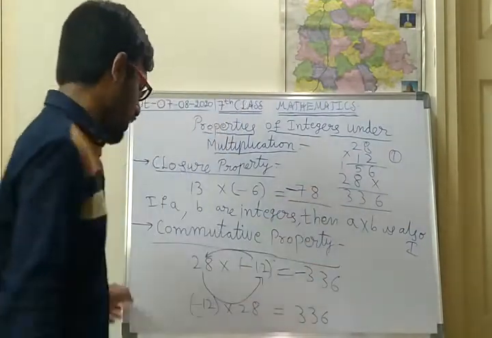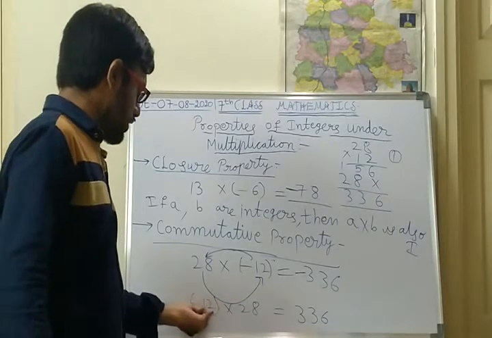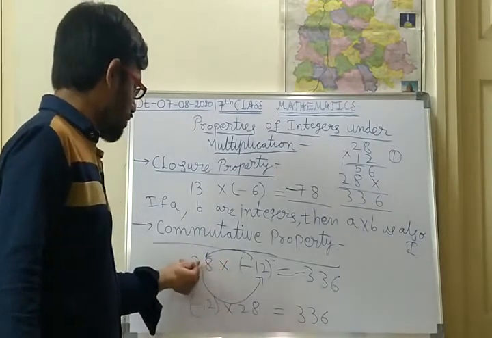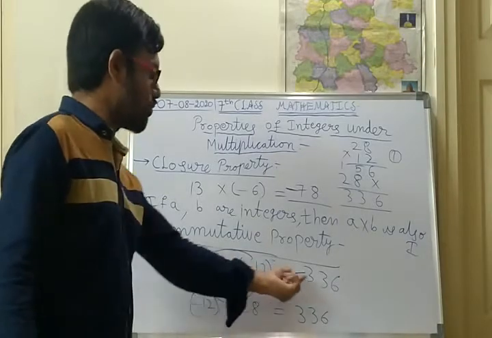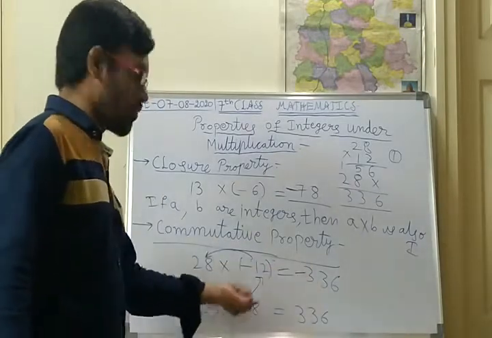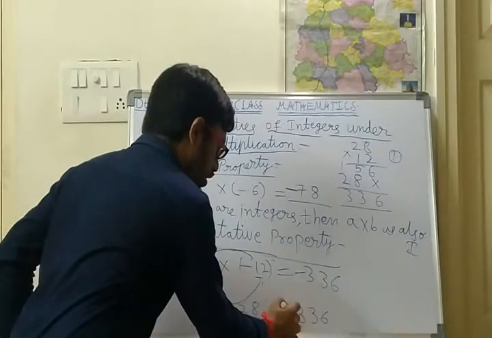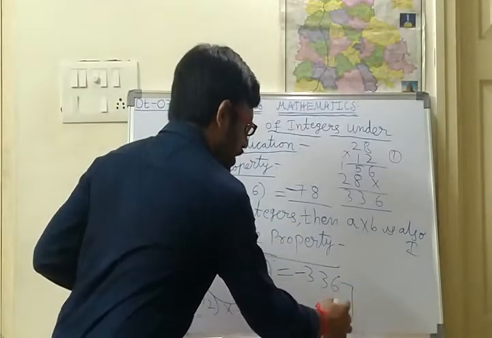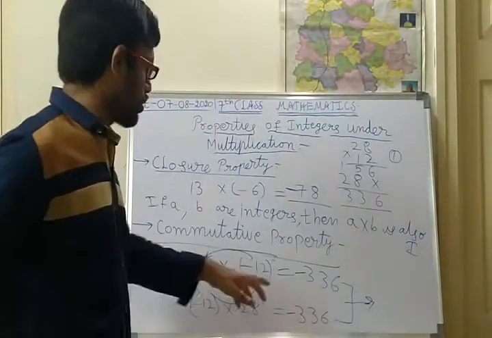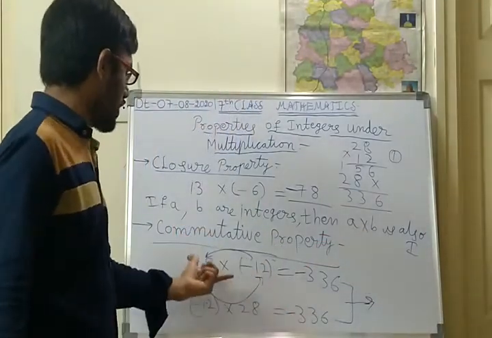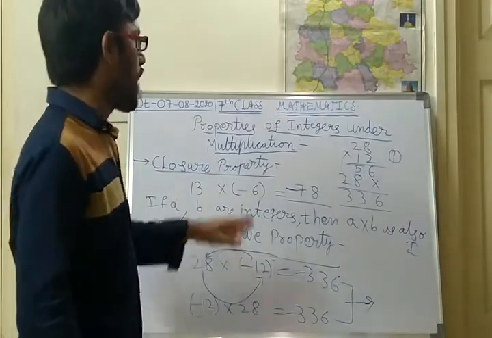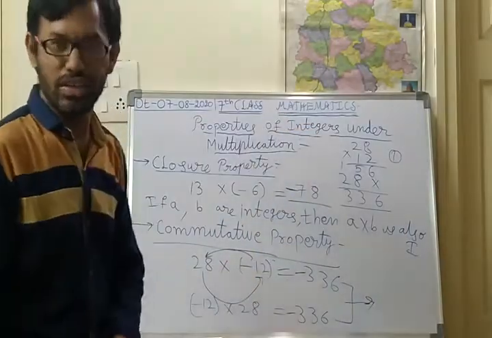336. Afterwards, again the symbols: minus into plus. Here it was plus into minus. Plus into minus is minus only, and minus into plus is also minus only. So the answer is minus 336. Both the results are equal. So with this what can we say? The commutative property of multiplication also is satisfied for the integers.